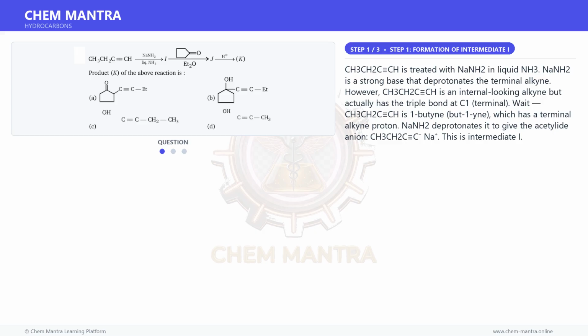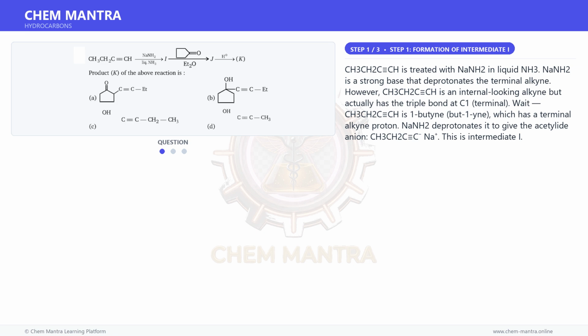CH3CH2CCH is treated with NaNH2 in liquid NH3. NaNH2 is a strong base that deprotonates the terminal alkyne. However, CH3CH2CCH is an internal-looking alkyne but actually has the triple bond at C1, terminal.